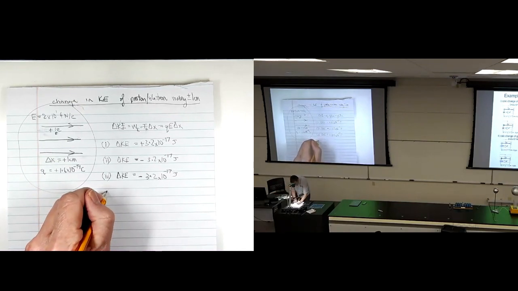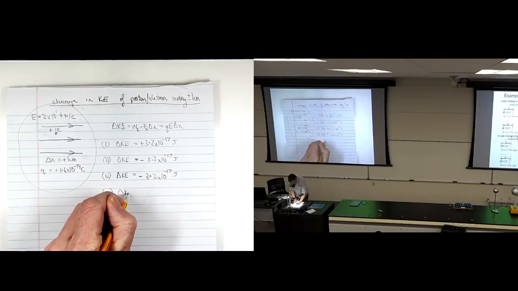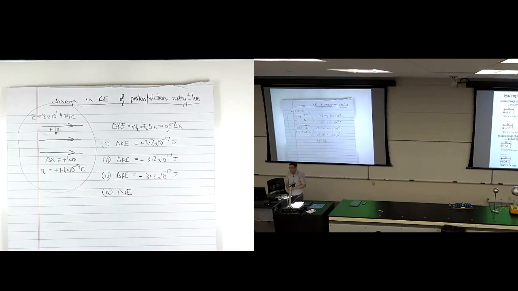The final example, well, we've got our electron again. The only difference between the final example and the third example is that we've still got the electron, we've still got the same electrical field. It's just that now we're moving towards the left in the fourth example. The displacement is minus 1 centimeter rather than towards the right as in the third example, where the displacement was plus 1 centimeter. So we've got another minus sign.